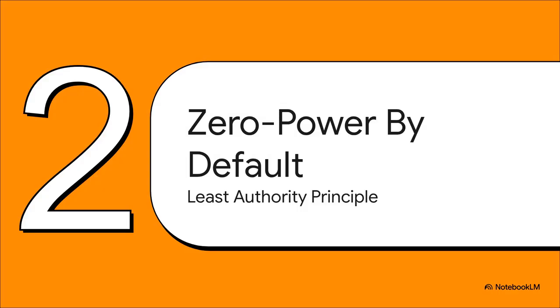So how does Merg-E get around this? Well, it flips the entire model on its head. It operates on a simple but incredibly powerful idea, the principle of least authority, which basically means code should only have the absolute bare minimum power it needs to do its job, and nothing more.